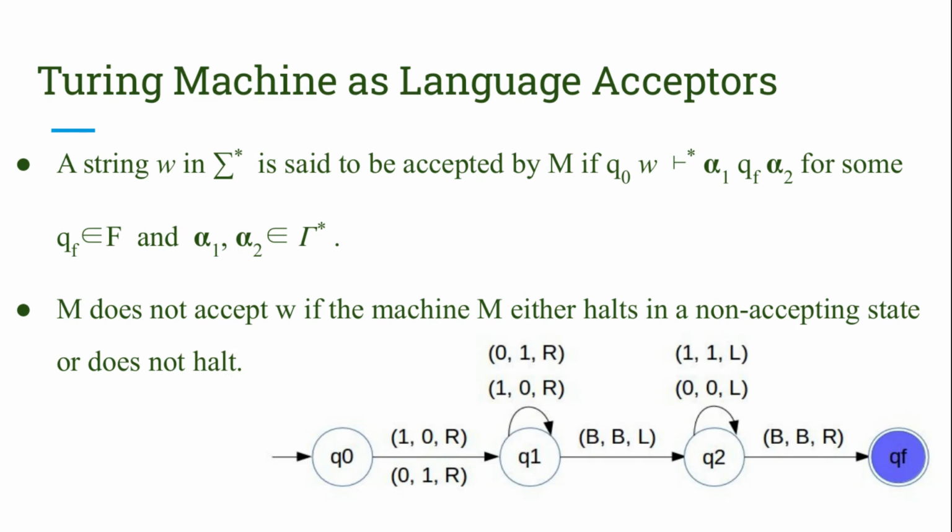Turing machine as language acceptors. A Turing machine can be viewed as an acceptor of languages. A string w, which is an element of Σ*, is said to be accepted by Turing machine M if the string w is on the tape with the read-write head positioned on the leftmost symbol of w. Also, the machine starts in q0, the initial state. If after a sequence of moves the Turing machine enters a final state and halts, then the string w is considered to be accepted. If the Turing machine M does not accept w, then the machine M either halts in a non-accepting state or does not halt.